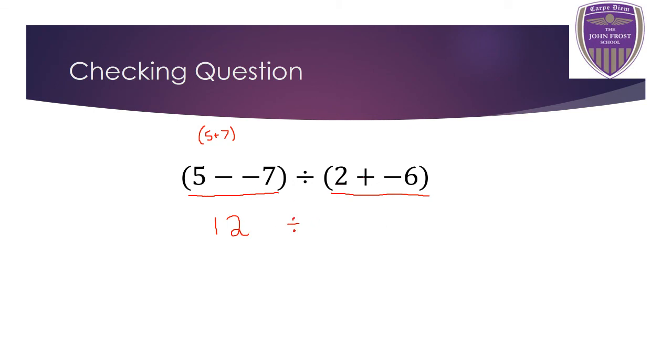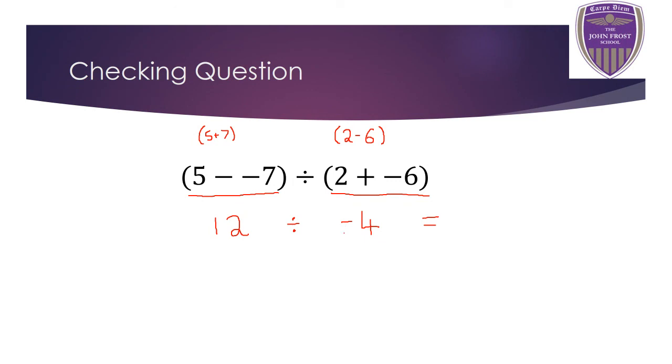Now here we've got 2 add minus 6, okay? Now when I add a negative, that's the same as taking away. So what I'm actually asking myself is what is 2 take away 6? And that is minus 4, okay? Now here's the real question. What is 12 divided by minus 4?